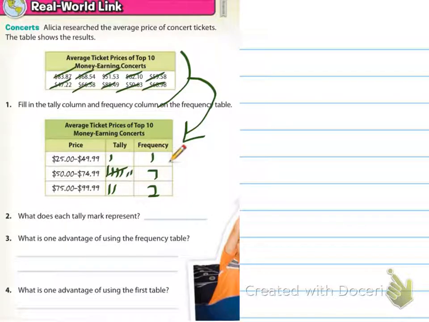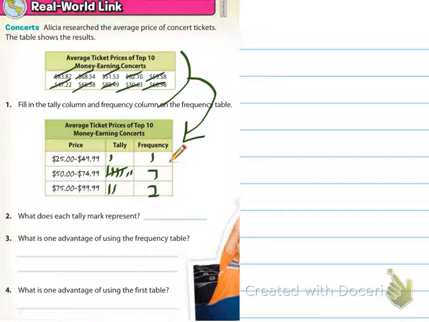So what I've done is I just went through and scratched out the ones that I did. Since you're using pencil, it's not a bad idea because you can just erase over it when you're done. I showed that I had one average ticket price between $25 and $49.99. I had 7 of them between $50 and $74.99, and then I had 2 of the ticket prices fall between $75 and $99.99.